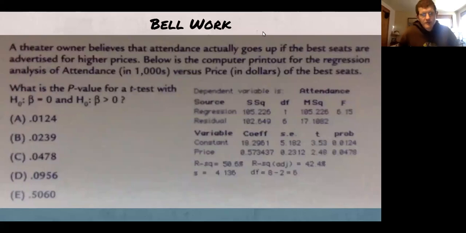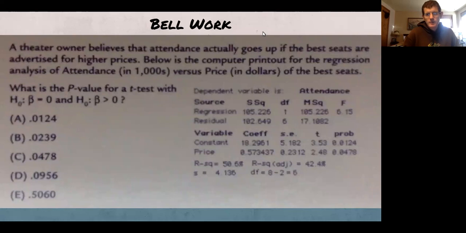So there's a few things in this, stuff that I meant to cover yesterday, and then just kind of skipped over, but nothing we can't quickly recap. What we've got is this printout, and they're asking us to find the p-value for this t-test. And the good thing is we only need to do one very minor calculation for this problem.